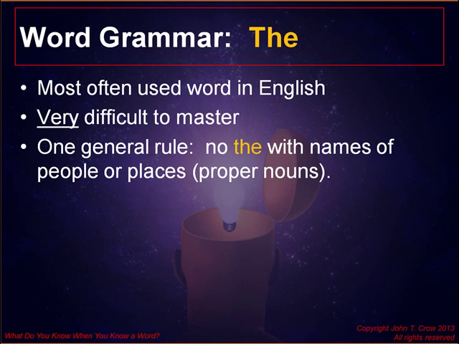General rule: you do not use "the" with names of people or places, that is, with proper nouns. You don't say, for example, "I live in the Ohio," or "I am going to the California." It's simply Ohio or California. However, there are lots of exceptions. Let's explore one and see if you can figure it out. It's a pretty easy one.